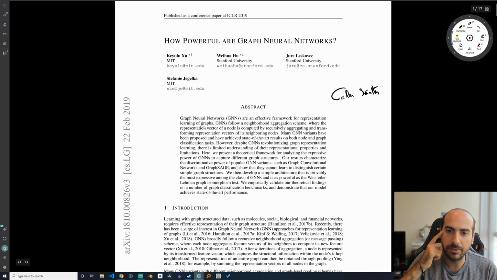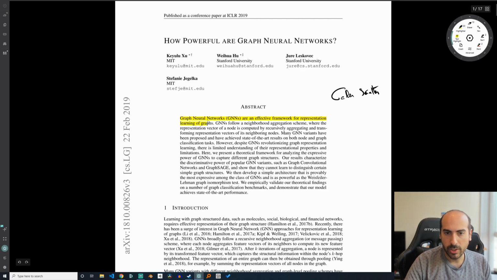So graph neural networks are an effective framework for representation learning of graphs. GNNs follow a neighborhood aggregation scheme, where the representation vector of a node is computed by recursively aggregating and transforming representations of its neighboring nodes. Many GNN variants have been proposed and have achieved state-of-the-art results on both node and graph classification tasks. However, despite GNNs revolutionizing graph representation learning, there is limited understanding of their representational properties and limitations.